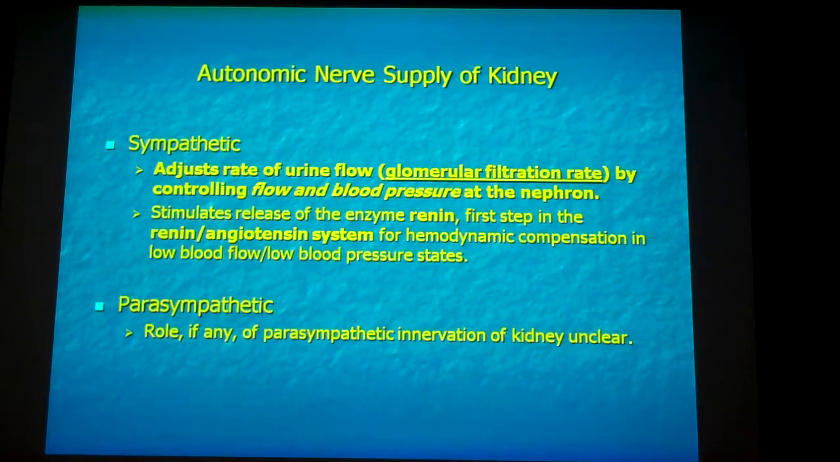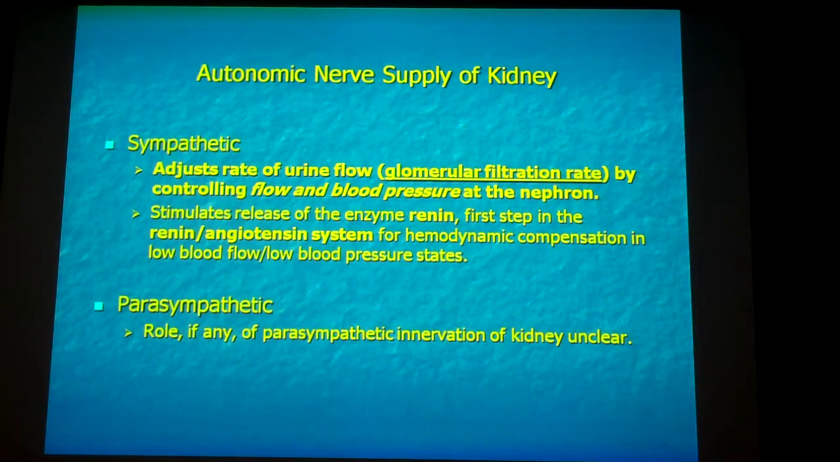Now what about the nerve supply to the kidney? Autonomic nerve supply to the kidney is sympathetic. As far as we know, there is no parasympathetic innervation of the kidney. So sympathetic inputs to the kidney adjust the rate of urine flow, and therefore it will adjust the glomerular filtration rate that we'll talk about later.